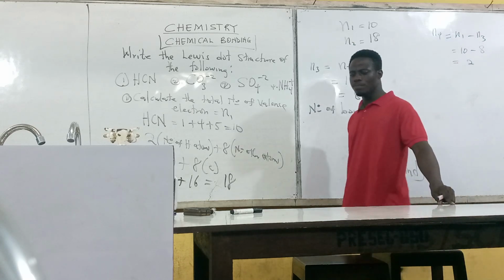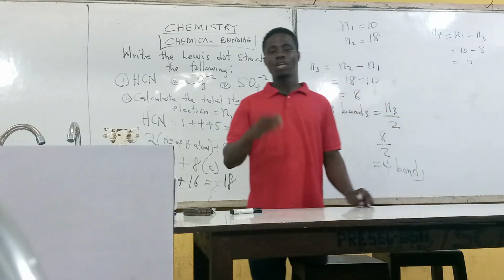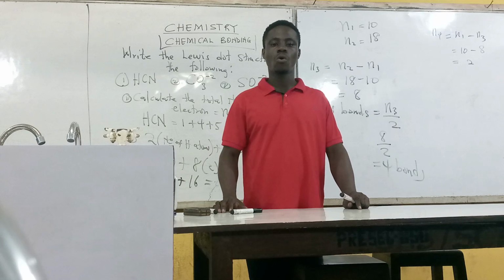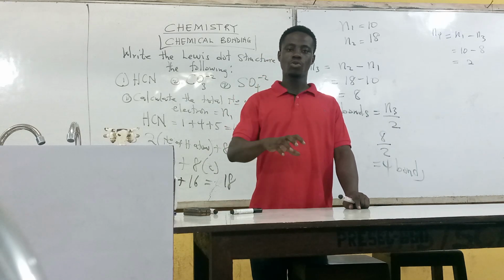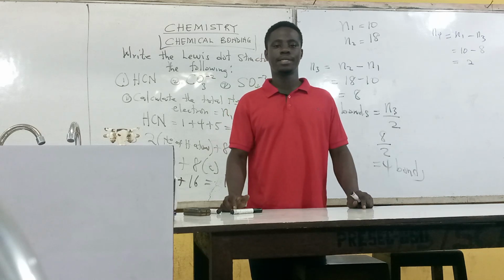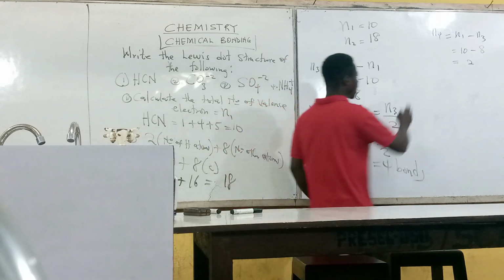Now your ability to get the N4 will enable you to get what you call lone pair. Now what do you mean by lone pair? A lone pair is a non-bonding electron. Any electron that does not undergo bonding is called a lone pair. So you need to also know the number of electrons that do not undergo bonding. So that is why we calculated for N4.